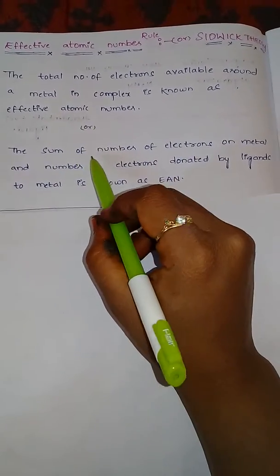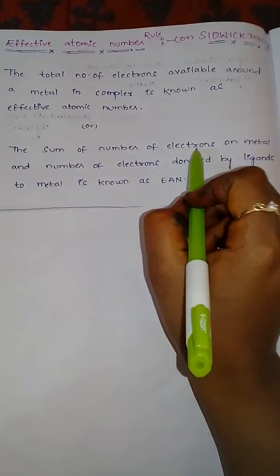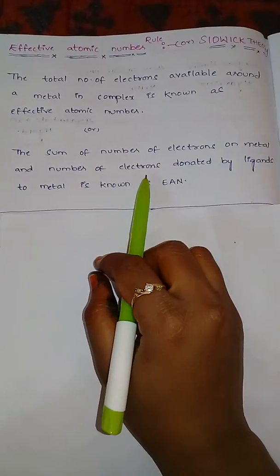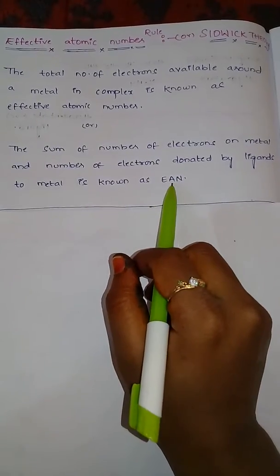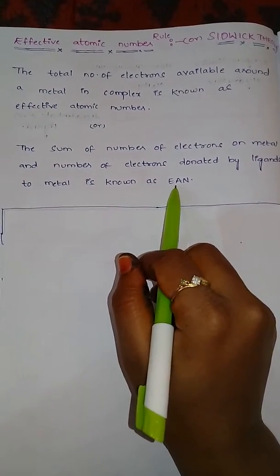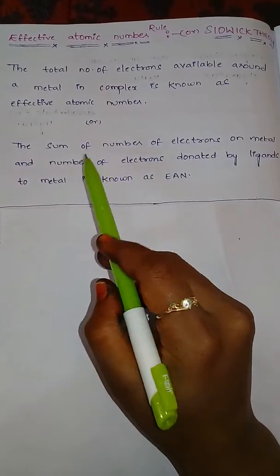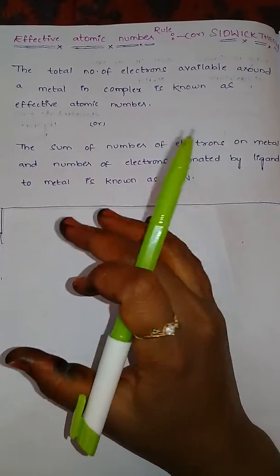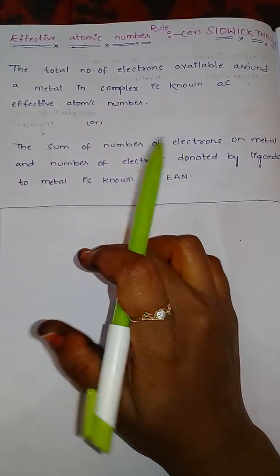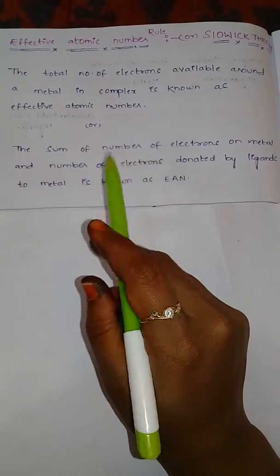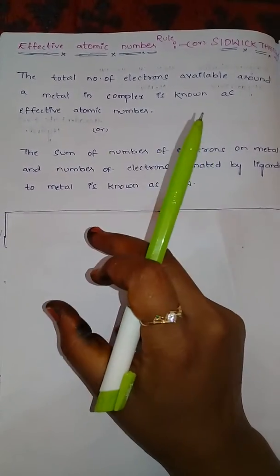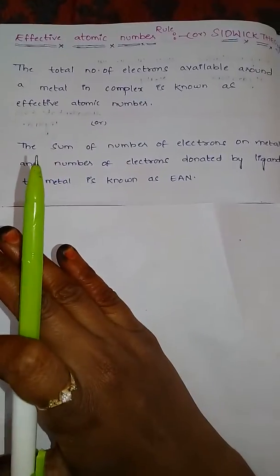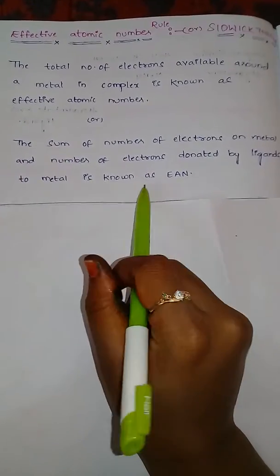In another way, the sum of the number of electrons on the metal and the number of electrons donated by ligands to the metal is known as the effective atomic number. Totally, the effective atomic number means the total number of electrons around a metal, or the sum of the number of electrons on the metal and the number of electrons donated to the metal.